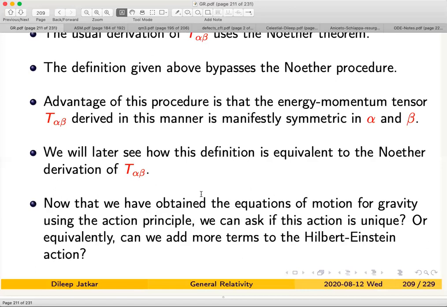Okay. Now you can ask a question, is that action unique? The answer is no. You can always write down terms which, when you do a variation, are total derivative terms. And such total derivative terms do not affect the equation of motion, exactly the way we saw that delta r alpha beta did not actually affect the equation of motion. Right. So those terms that we are talking about, of course, have to have derivative pieces to be able to give you terms such that the variation is a total derivative.